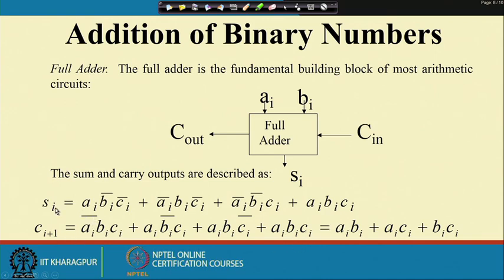Sum is nothing but Ai XOR Bi XOR Ci. If I simplify the logical expression, I get Ai XOR Bi XOR Ci for the sum, and for the carry out, that is nothing but AiBi plus AiCi plus BiCi. So, AB plus BC plus CA, that is what I will get.